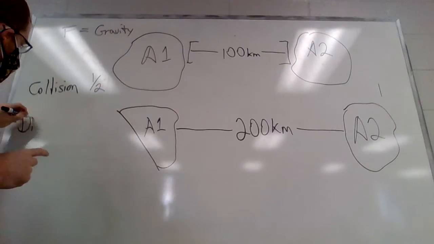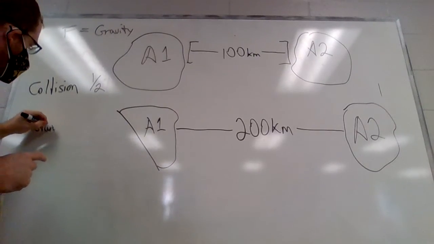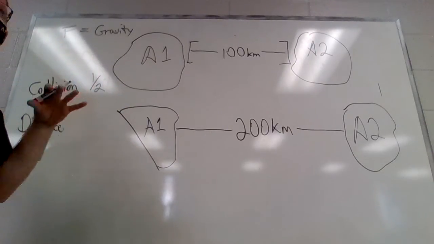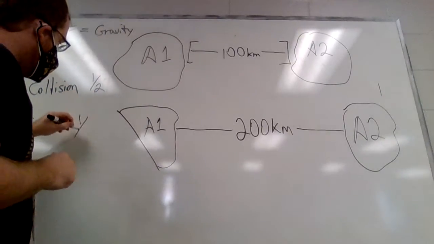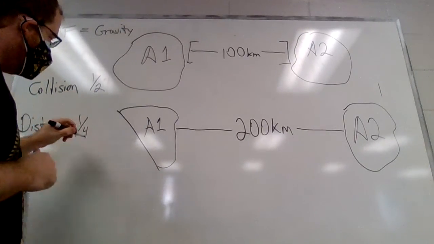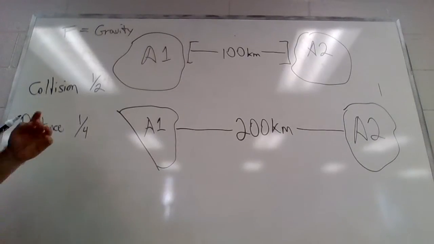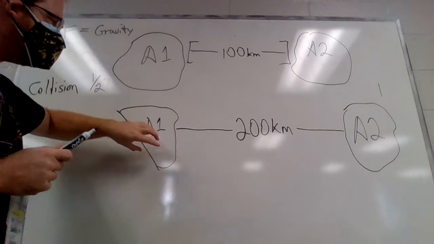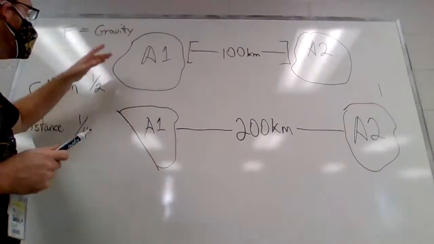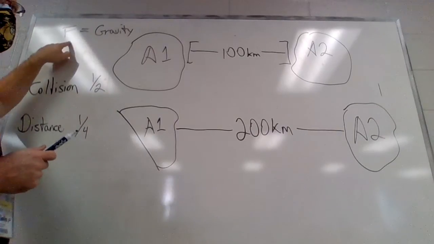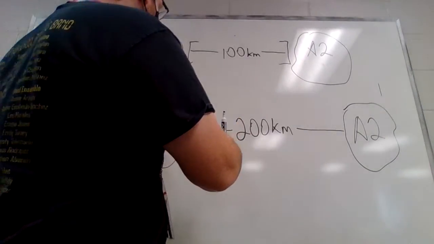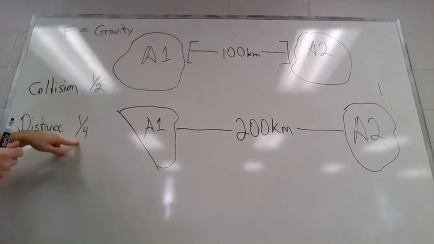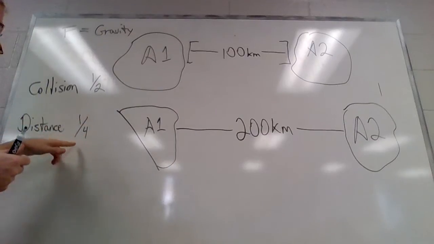So the collision is going to cause one half of your gravity to go away. The distance, doubling the distance, the further you get away from something, the gravity goes down exponentially. And so the distance is actually going to cut it down another quarter, if that makes sense. Not cut it down a quarter. It's going to be a quarter of what it was. And so if only the mass got cut in half, you would have one half of this gravity. If this were still whole and it went to 200 kilometers instead of 100, you would have a quarter of the gravity.